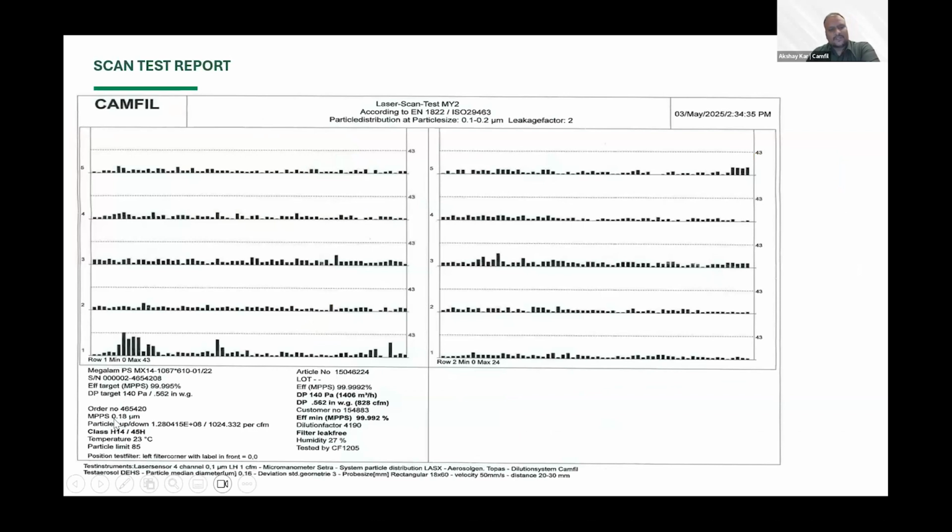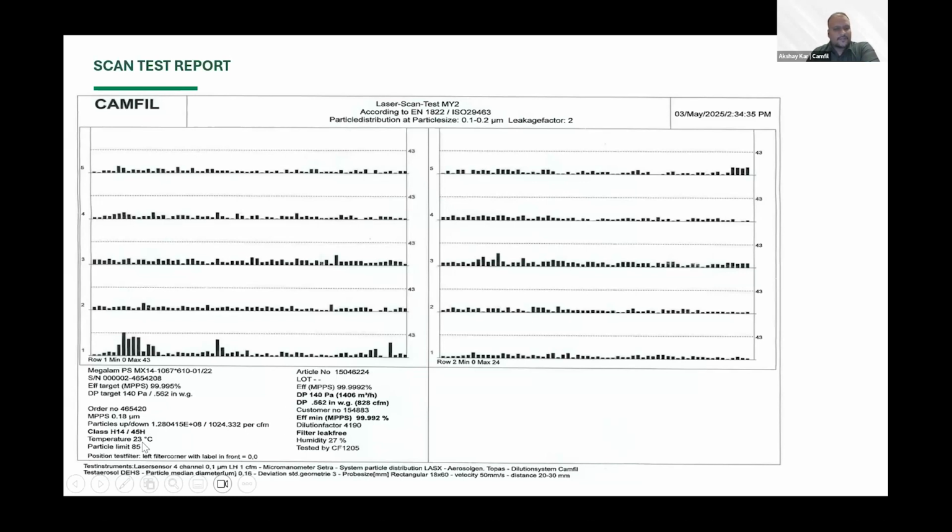Then we have MPPS mentioned here, that it is 0.18, not the 0.3, which generally people or the other competition generally provides. So particles upstream and downstream is mentioned here as per the CFM, and CFM is mentioned here. What is the CFM of this particular filter, at what air velocity CFM we are testing this filter. Based on that, you will get the pressure drop values over here, and then the class which we are maintaining, is it H14? If it is H13, you will see H13 here and 35H, and if it is H14, then you will find 45H here.